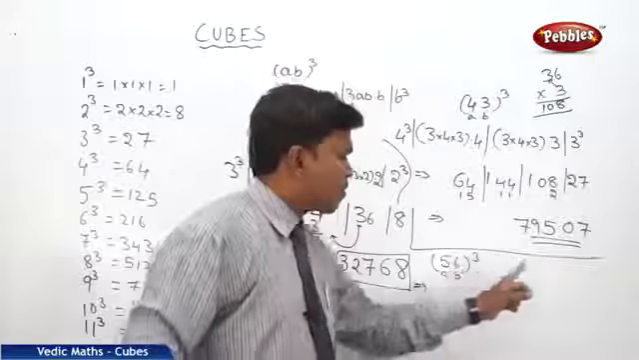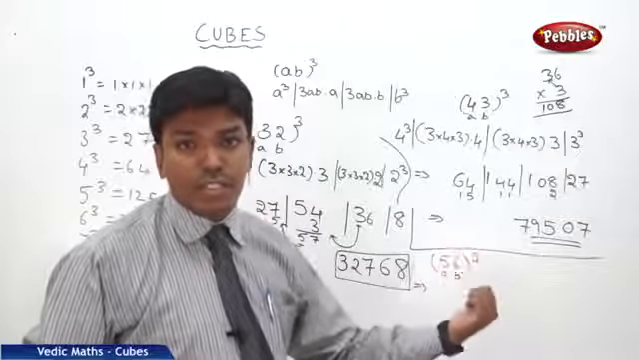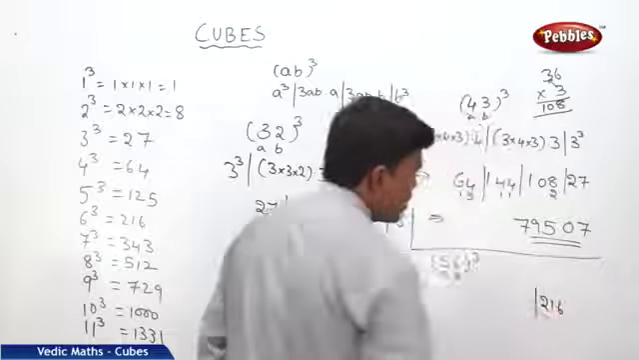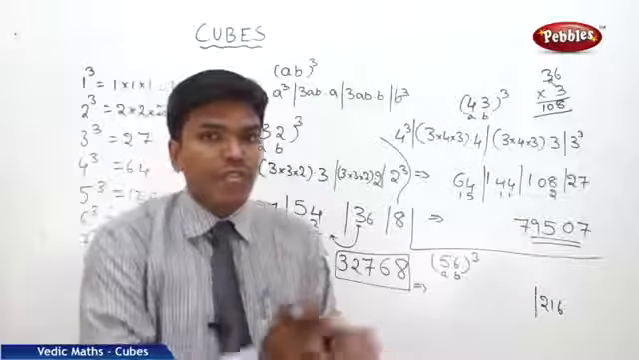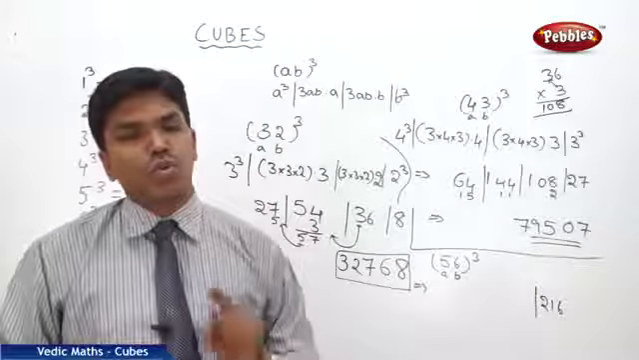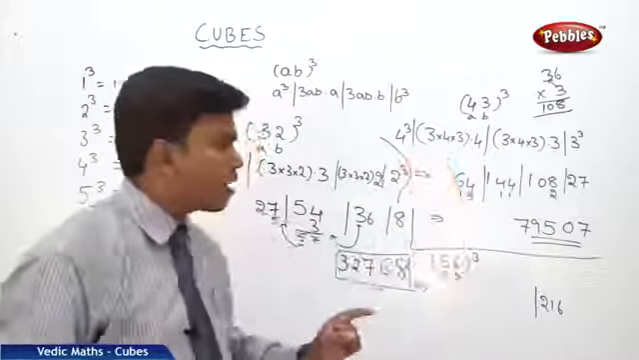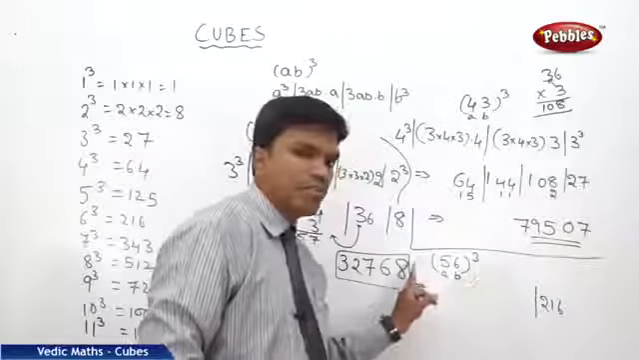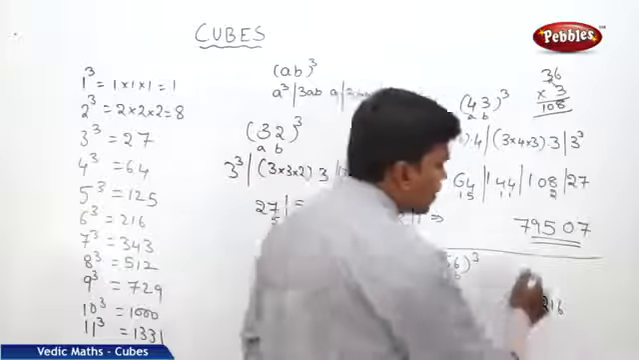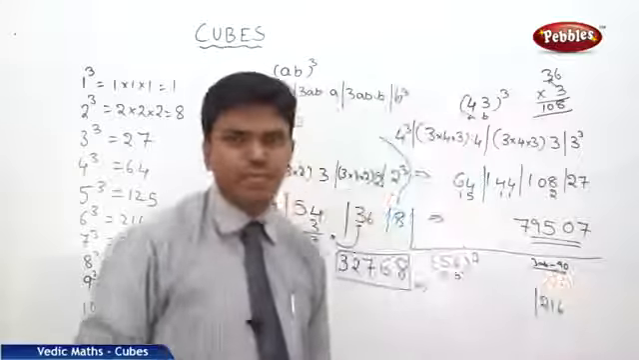Now, starting from the right side, what is the first step of the answer? B cube, that is 6 cube. 6 cube is 216. Put a bar. Next, 3AB into B, 3AB into A, the continuous steps. So 3AB is coming 2 times. So what will you do? Calculate 3AB and keep it aside. So what is 3AB? 3 into A into B. 3 into 5 into 6. 3 5s are 15, 15 6s are 90. So my 3AB value is 90. I will write beside like this. 3AB is 90.